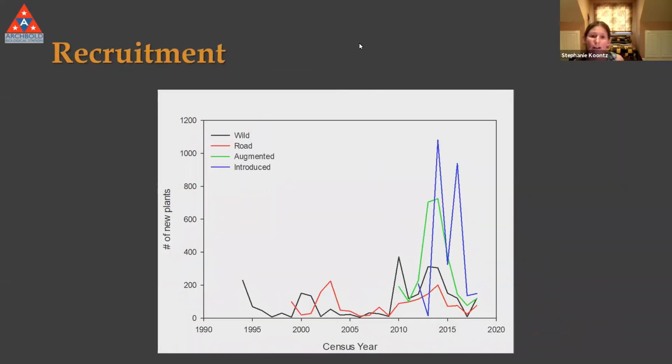And then finally, we have our recruitment. This is the total number of new plants for all four of our management treatments from year to year. We see that there's variability within our wild gaps and our wild roads annually, so there are good years and bad years. But when we first put both those translocations out, they had huge recruitment episodes that have only in the last couple of years started to decline to levels more comparable to what we observed in wild populations.